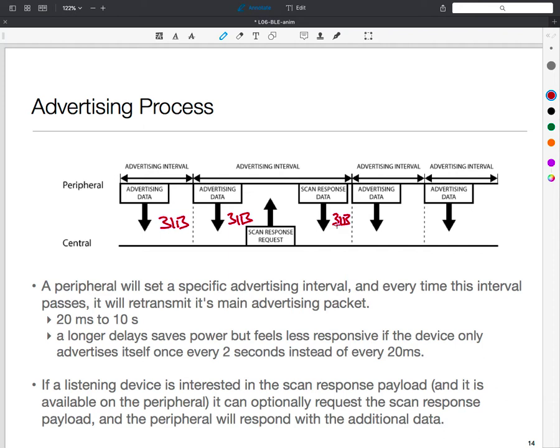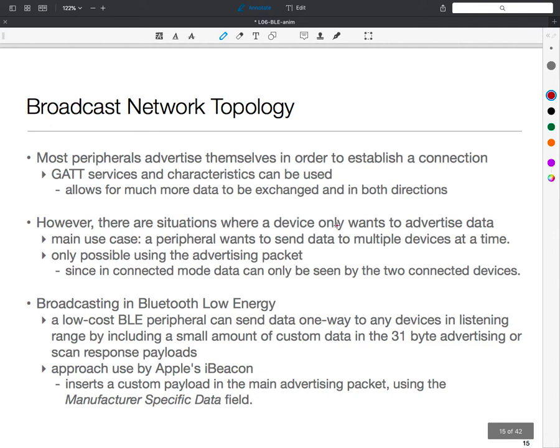And then if a listening device is interested in the secondary payload, the scan response payload, then it is going to request the scan response and the peripheral responds with additional data. Okay, so without creating any connections, that's the mode. You always advertise something from your peripheral, and in response to a request, you send some additional data.